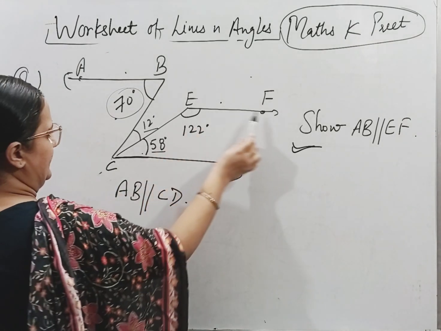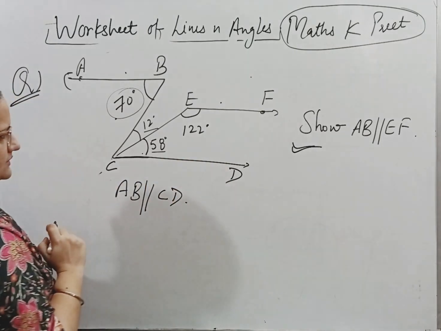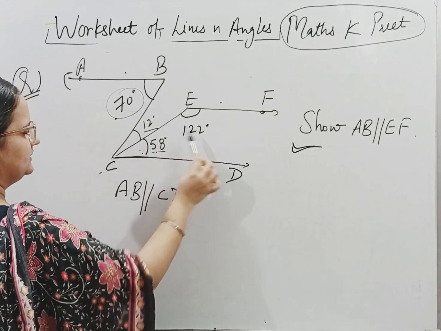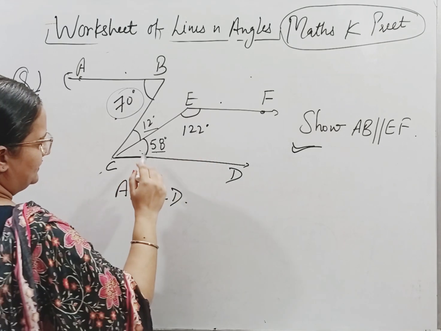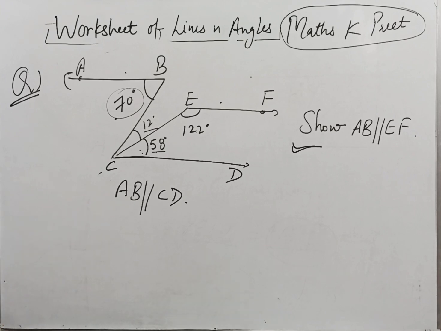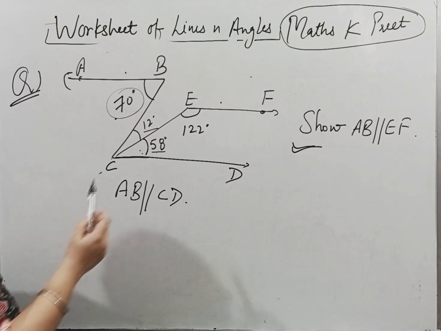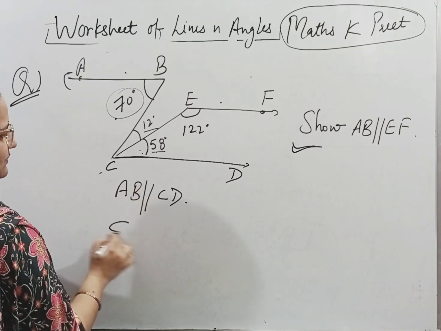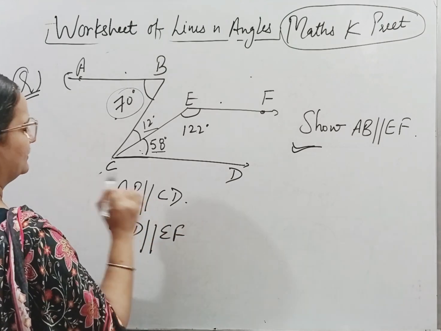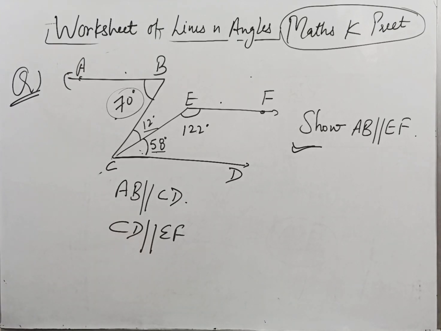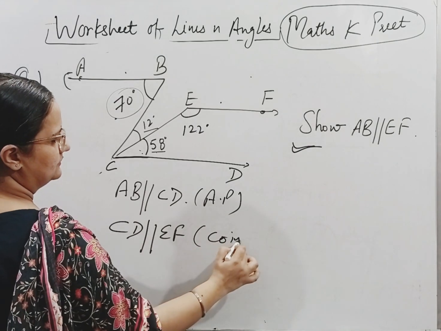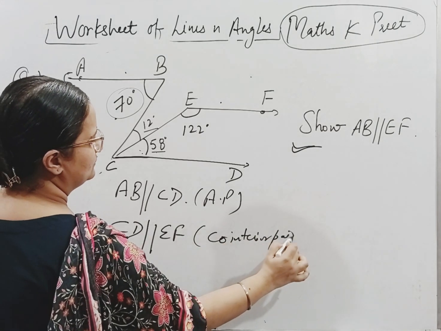Now from this EF and CD, to show these two lines parallel, what we have to show is that the sum of these two co-interior angles is 180. Yes, the sum is 180. 122 plus 58 is 180 degrees. So the sum of the co-interior angles between these two lines is 180 degrees. Then obviously CD is parallel to EF. So from the given measurements, we have shown AB is parallel to CD, alternate pair, CD is parallel to EF, co-interior pair, sum is 180 degrees.